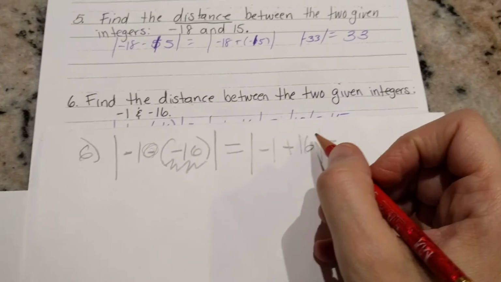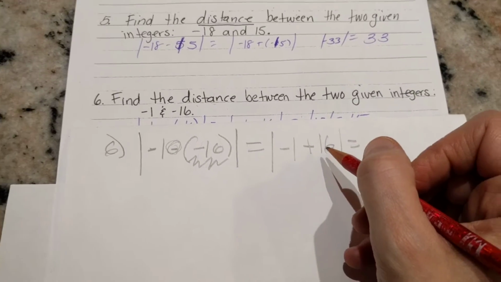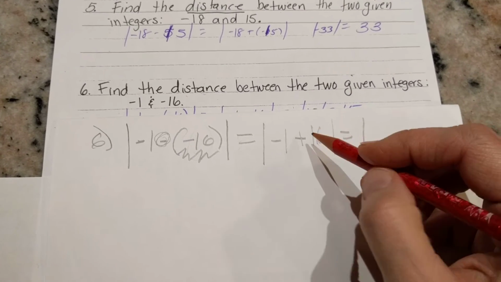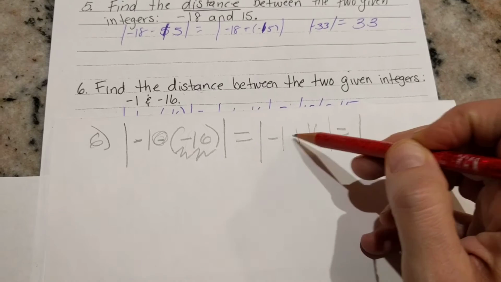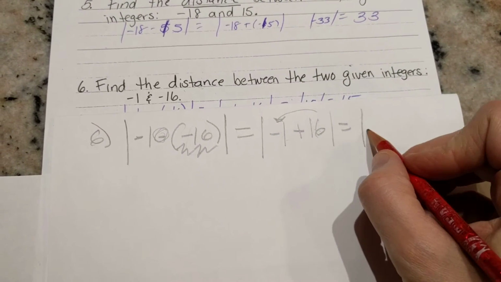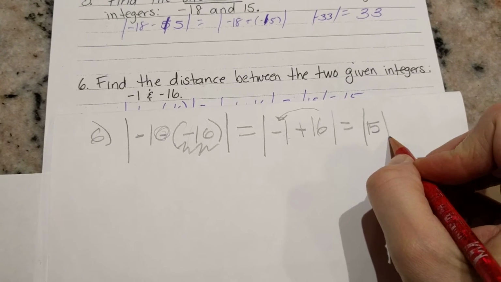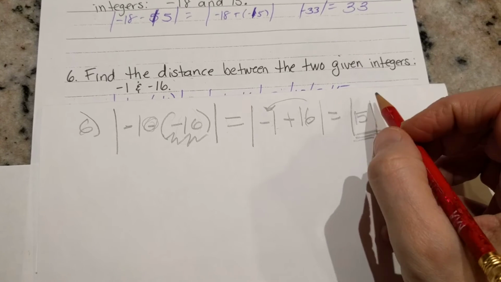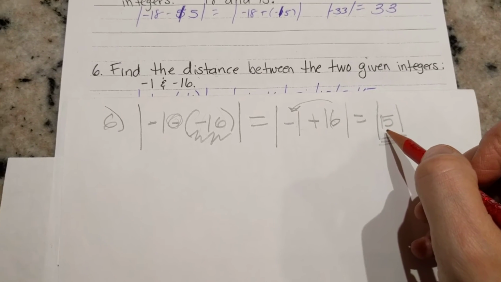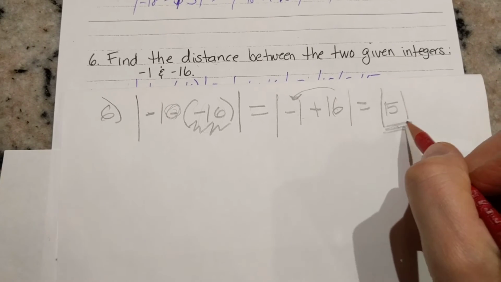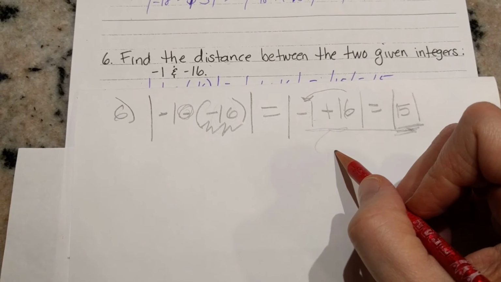Okay, a lot of you wrote -17 or -15. Both answers are inaccurate. Absolute value, since my signs are different, I'm going to take 16 and subtract 1, and I get an answer of positive 15. Now, a lot of you took this number and then you turned it into a negative. Absolute value is not, hey, let's take the opposite of this. Absolute value is saying, how far is this number to 0?